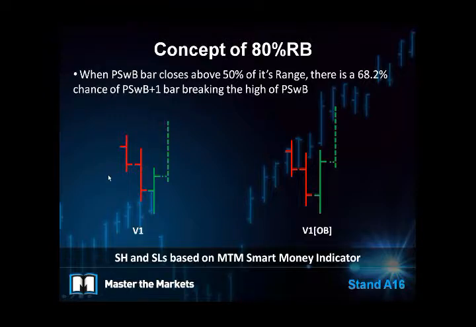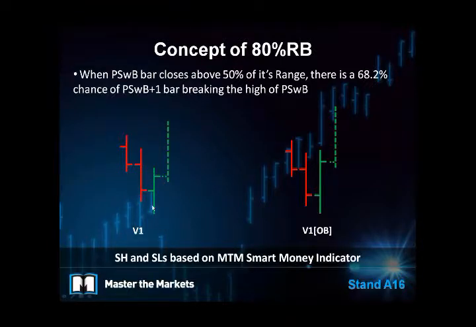So the concept of the 80% RB, what is it? The concept of the 80% RB all orientates around the fact that swing highs and swing lows constantly form in the market. That's true. It's fact. Swing highs and swing lows constantly form in the market. And the whole premise of the 80% RB is that when the price closes above 50% of its range, then there's a 68.2% chance that this next bar will break that bar's high.